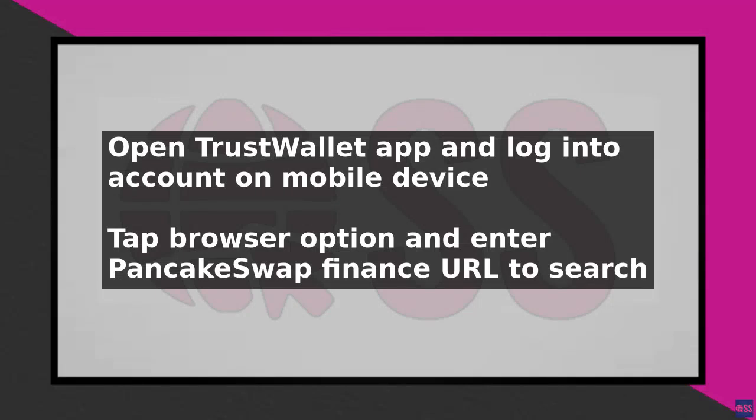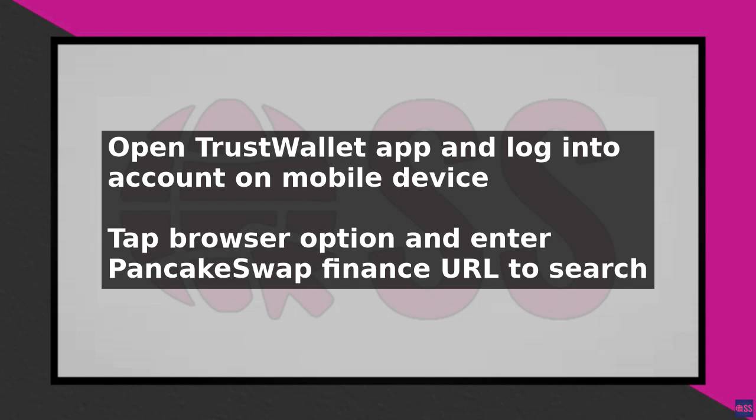To buy any coin on PancakeSwap using Trust Wallet, start by opening the Trust Wallet app on your mobile device and logging into your account. Next, tap the browser option at the bottom right side of the screen. Then enter the URL pancakeswap.finance and search.